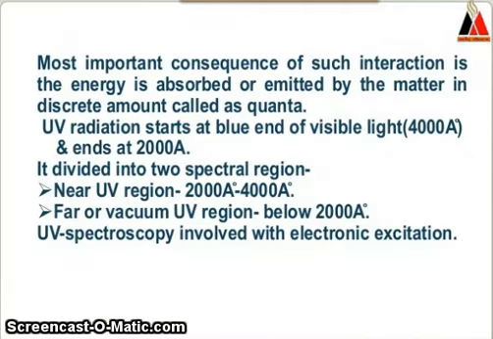Now friends, the most important consequence of such interaction is that the energy absorbed or emitted by the matter is in discrete amounts called quanta. UV radiation starts at the blue end of visible light, 4000 angstrom, and ends at 2000. It is divided into two spectral regions: near UV region, 2000 angstrom to 4000 angstrom, and far or vacuum UV region, below 2000 angstrom. UV spectroscopy is involved with electronic excitations.